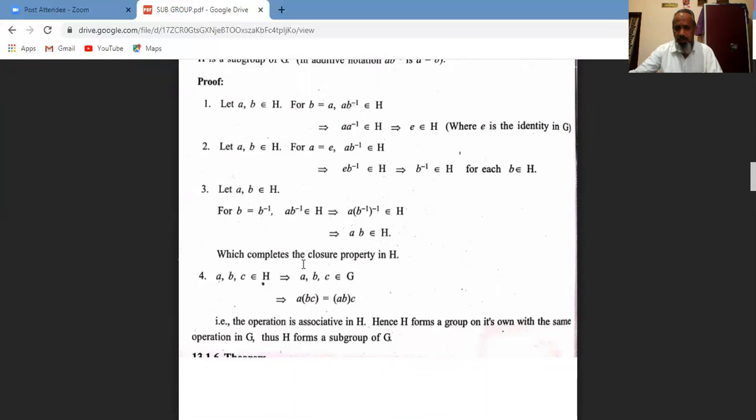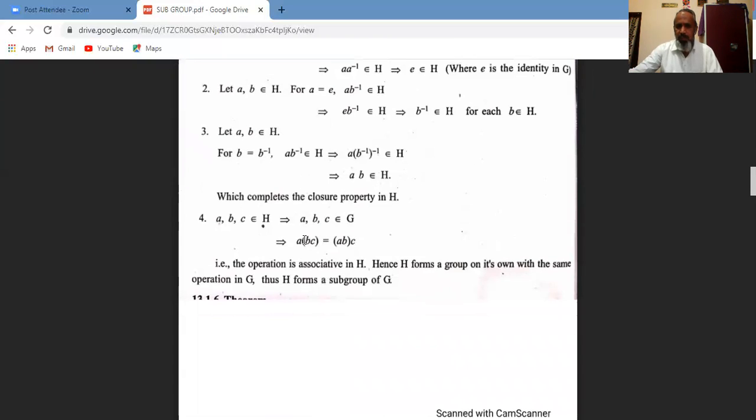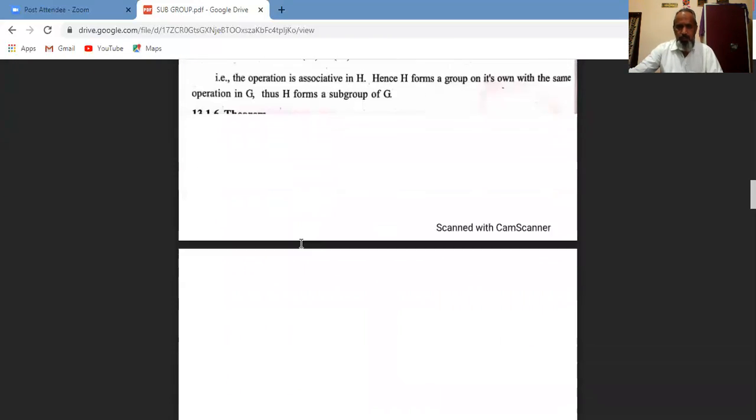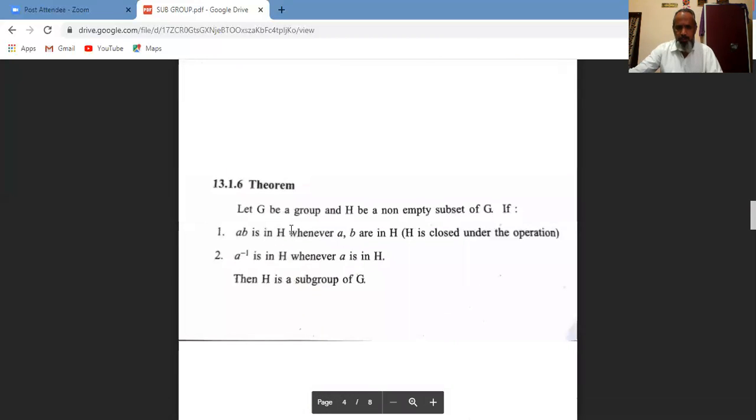So H satisfies all the properties of a group, and H is a subset of group G. Therefore, H is a subgroup of G. So this completes the theorem.